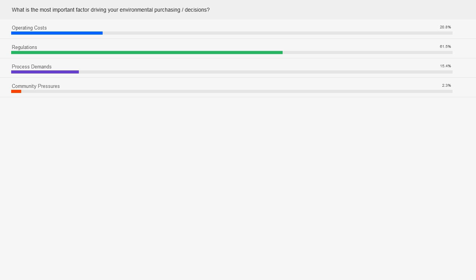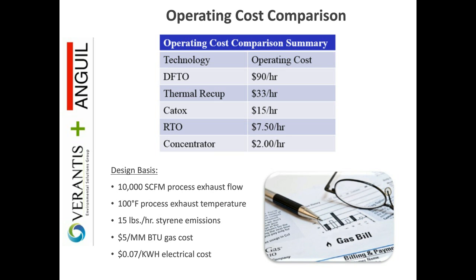So to wrap all of this up in terms of operating cost of the various technologies, what we took is a fictional application here of 10,000 CFM of process air, 100 degrees Fahrenheit, and 15 pounds per hour of styrene, and then applied some arbitrary utility cost to it of $5 per million BTU and 7 cents a kilowatt hour. And then calculated what the total operating cost would be, assuming that application for all of these technologies.